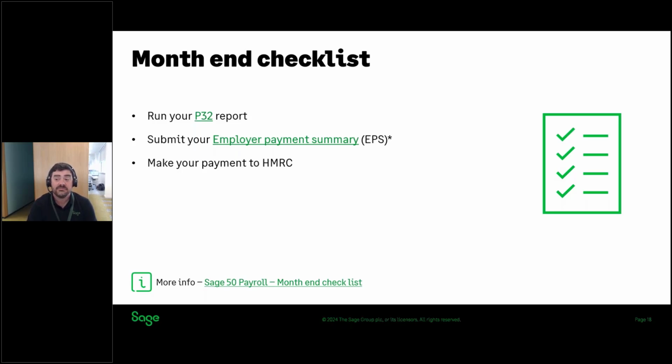If required, submit an employer payment summary or EPS. Now this reports adjustments to your liability, usually statutory payments that you're recovering. And then the third step is to make your payment to HMRC by the payment deadline, which is the 19th of the following month if you pay by cheque, or the 22nd of the following month if you pay electronically.